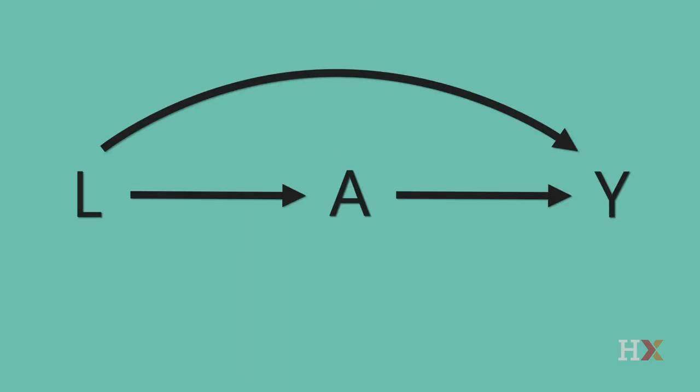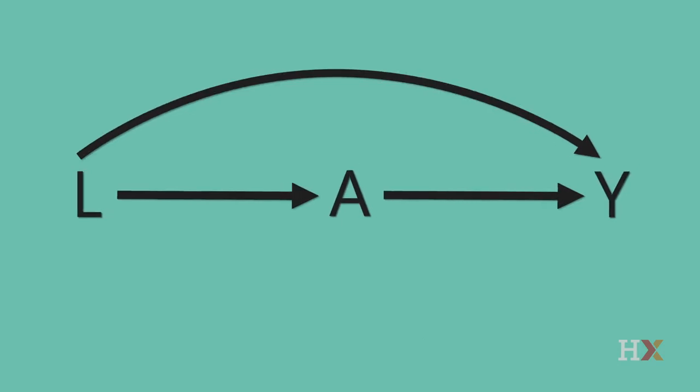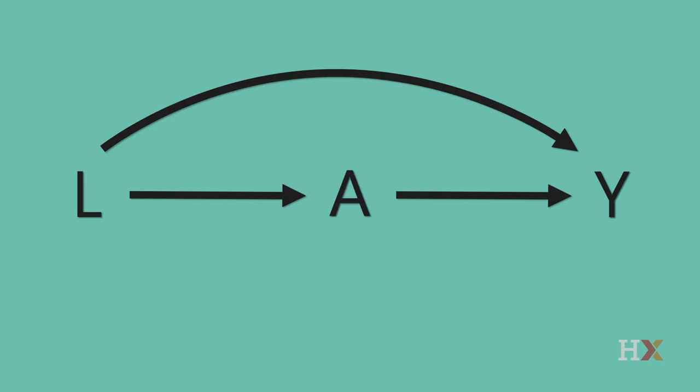At this point in the course, you may be wondering how causal graphs look like. Okay, this is the moment that you have been waiting for. Meet your first causal diagram. This is a causal diagram with three variables or nodes, L, A, and Y. These variables are connected by arrows, which are also known as directed edges.